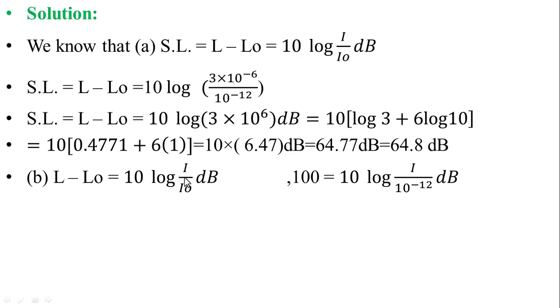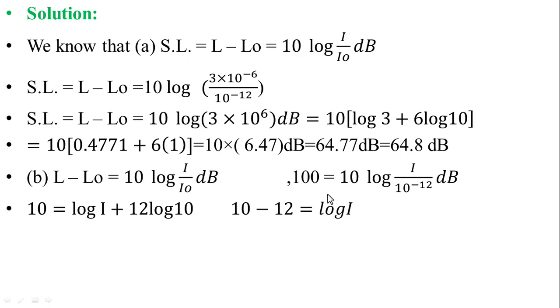Now for the B part, sound intensity level L minus L naught is equal to 10 log of I over I naught. Putting the value of sound intensity level, 100 is equal to 10 log of I over I naught, with I naught value 10 raised to power minus 12. Here we also apply the logarithm rule. Then 10 is divided on the other side, 100 divided by 10 is equal to 10, equal to log I. Here the division rule gives minus, and minus 12 is also minus, so minus minus is plus 12 log 10.